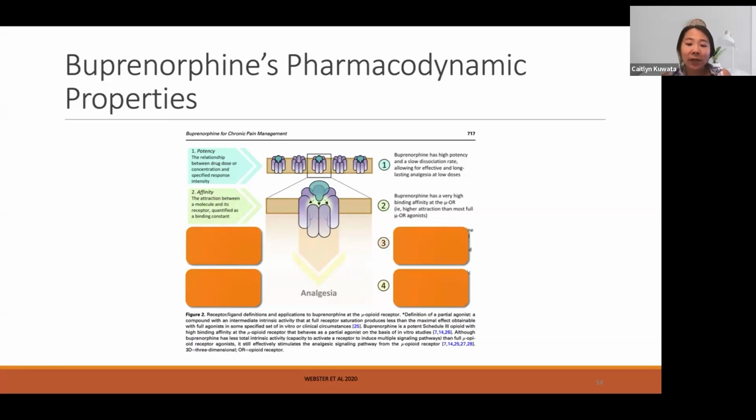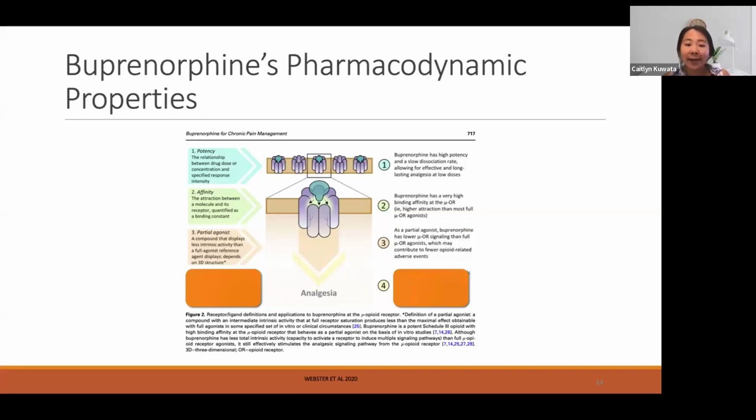And we'll get into this a little bit later, but this is a big reason why there's a potential risk for withdrawal when you give a high dose of buprenorphine to someone who is already on a full traditional mu-opioid agonist like morphine. Because of the high affinity, buprenorphine is going to want to jump on those receptors and potentially kick off the other opioids that are taking up those receptors and temporarily cause a withdrawal.